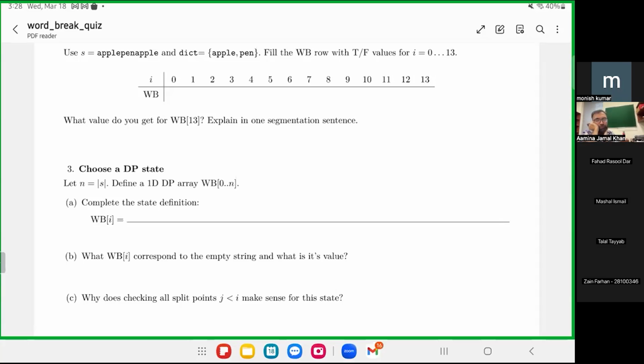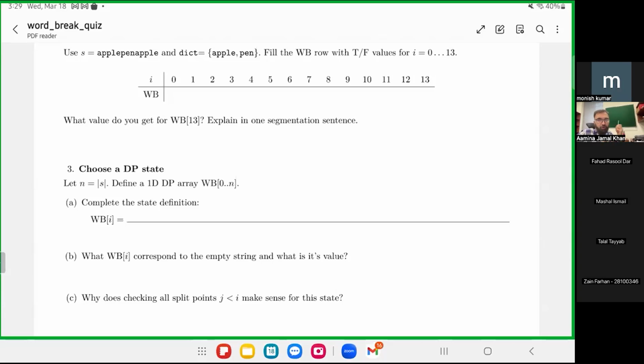So WB of 13 in my dictionary represents, in my thinking, the answer to the first 13 letters. If I pick the first 13 letters of a string, can I split those using the words in the dictionary? If the answer to that question is yes, then WBF 13 is true. If the answer is no, then WBF 13 is false.